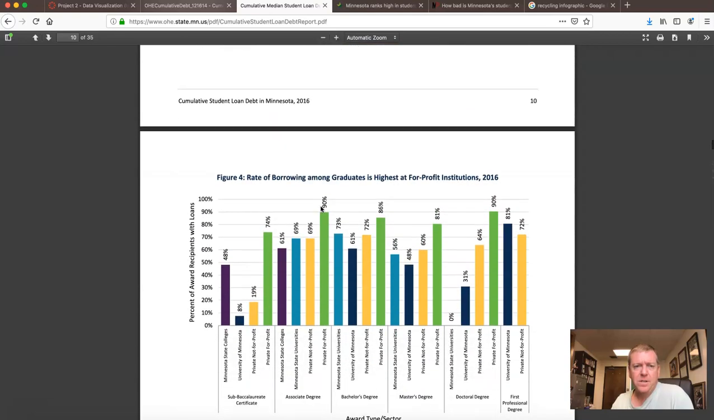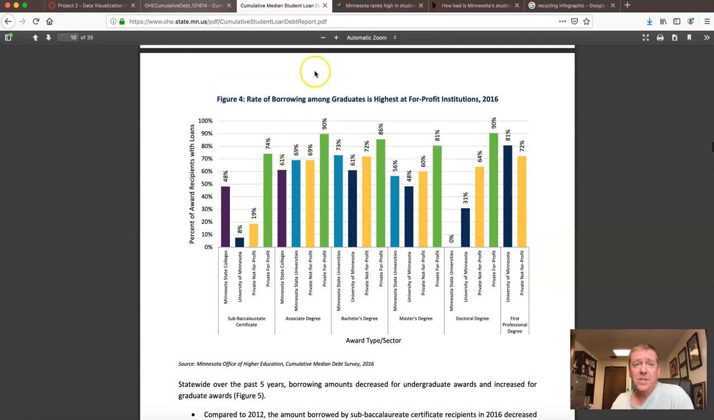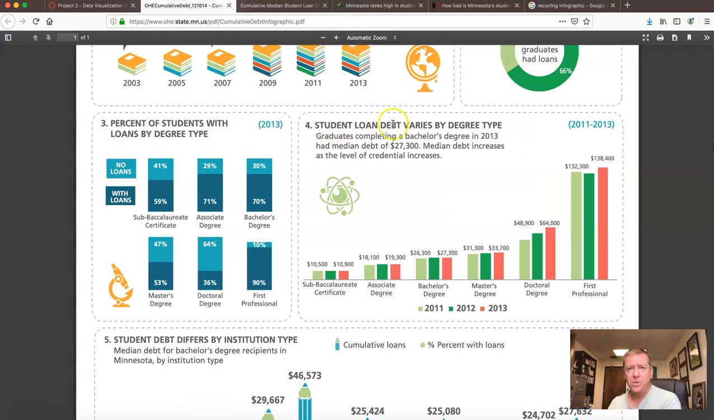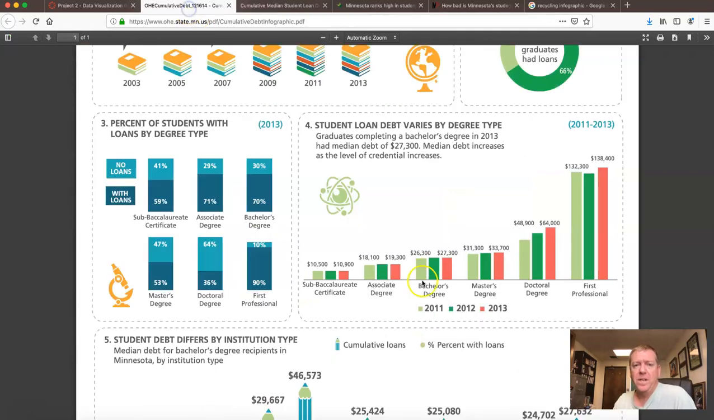That's percent change, award recipients with loans. Well, this is actually this one right here. Figure 4 is essentially the same information as student loan debt varies by degree type. Here we have degree type down here. Now this has it broken up into degree type and institution type. But if we want to show just the difference between a doctoral degree and a first professional degree, how big that is, and how the trend is over time, this is going to make a lot more sense, isn't it? Because it organizes the information a little bit better.